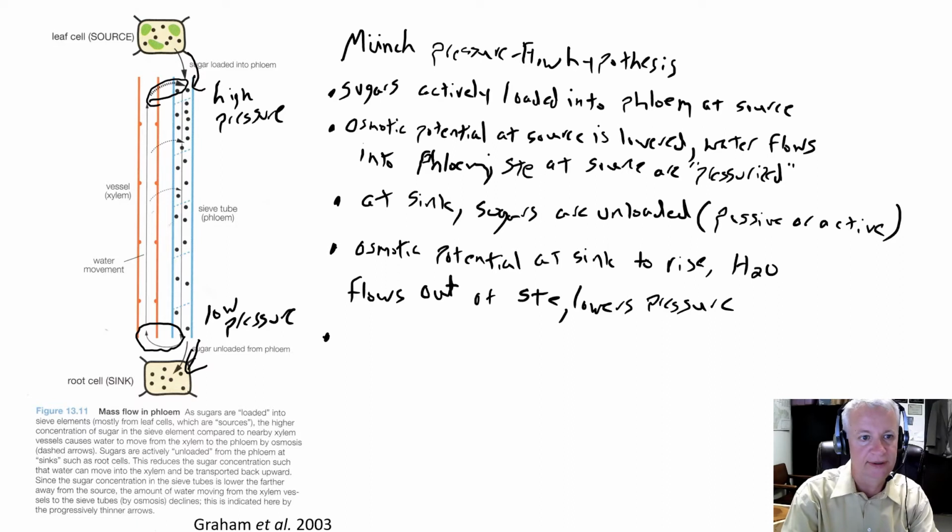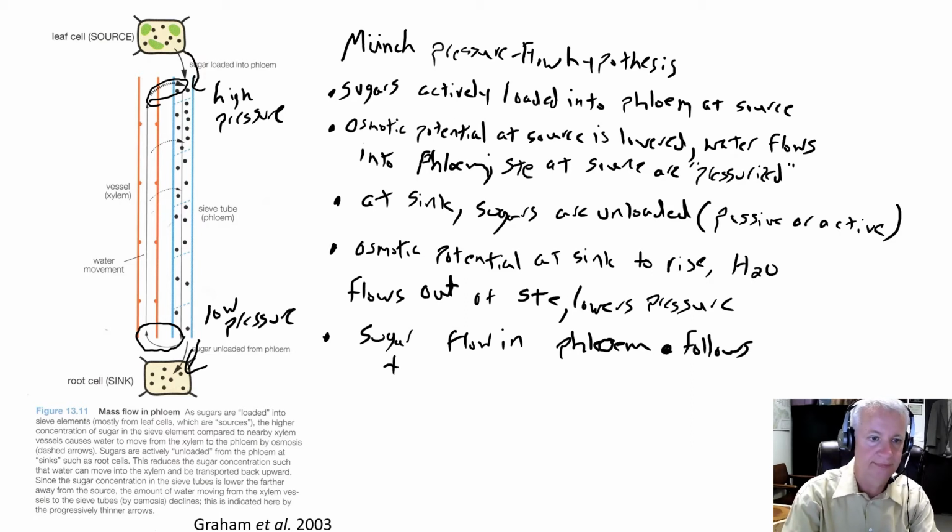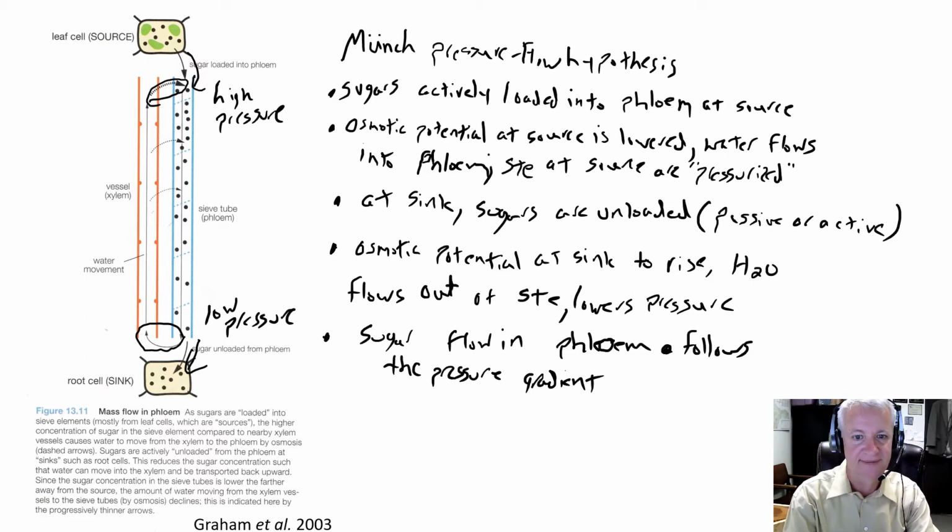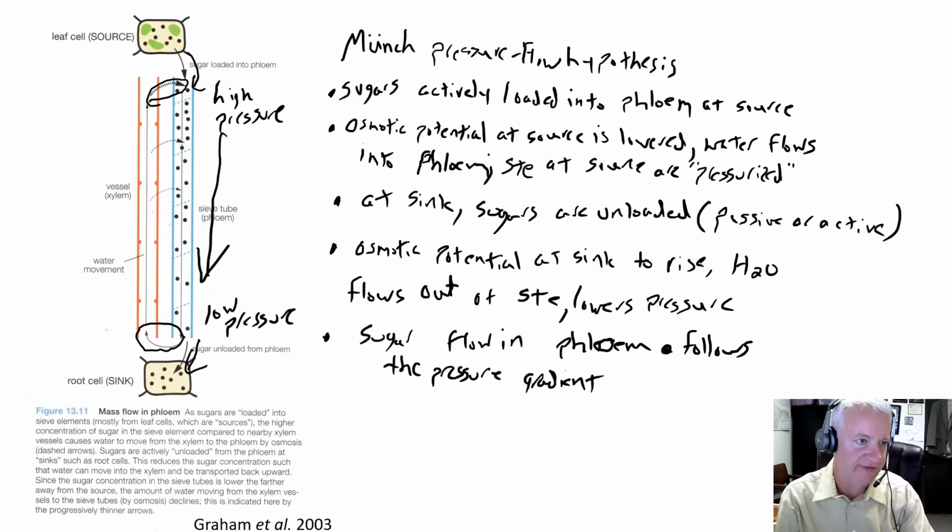So sugar flow in the phloem, I'll just say, follows the pressure gradient. It's like a garden hose. So basically the loading of sugars at the source pressurizes the phloem, and then the unloading of sugars at the sink depressurizes the phloem, and that causes a pressure differential. And so phloem transport is down that pressure differential. So that whole process is referred to as Munk pressure flow.